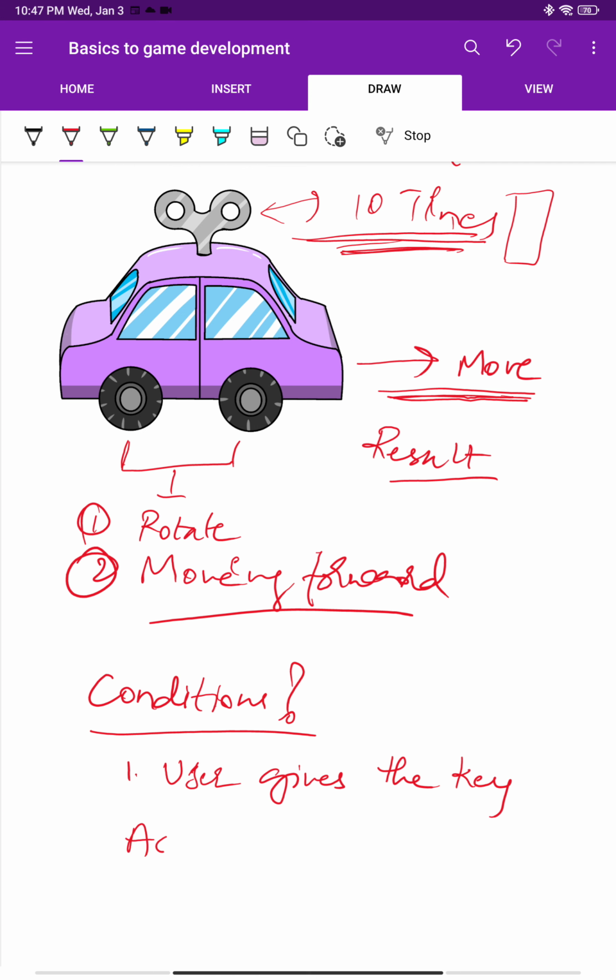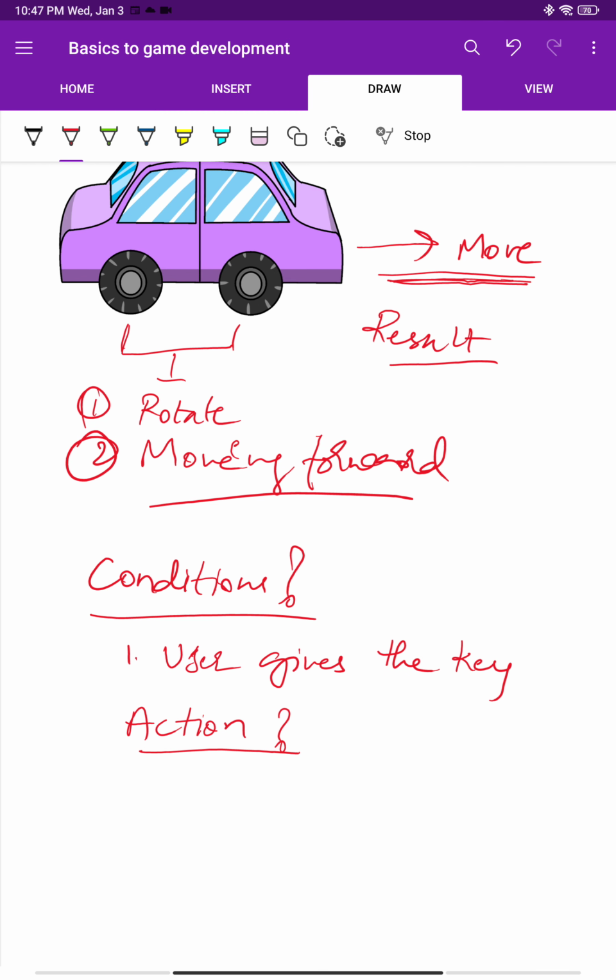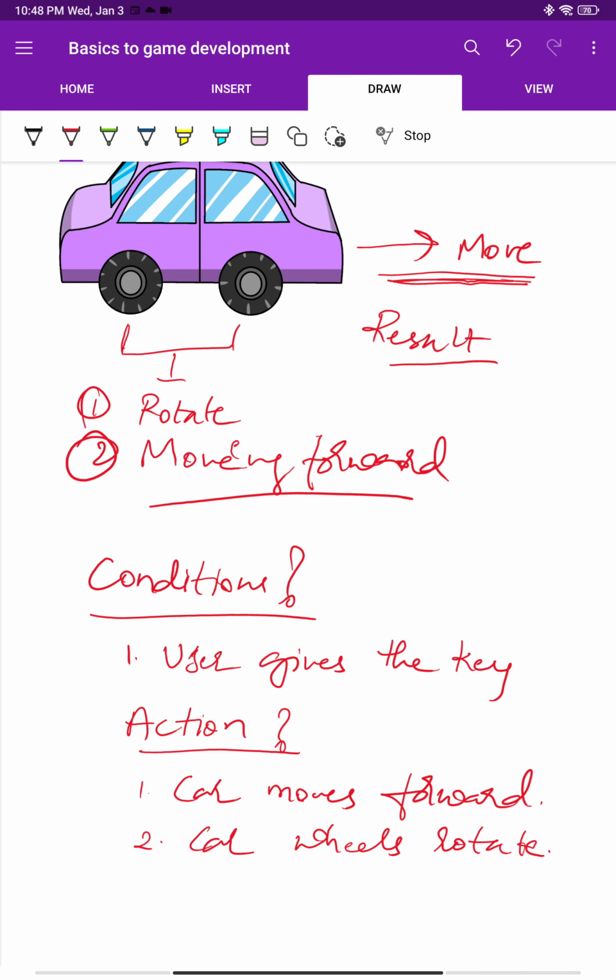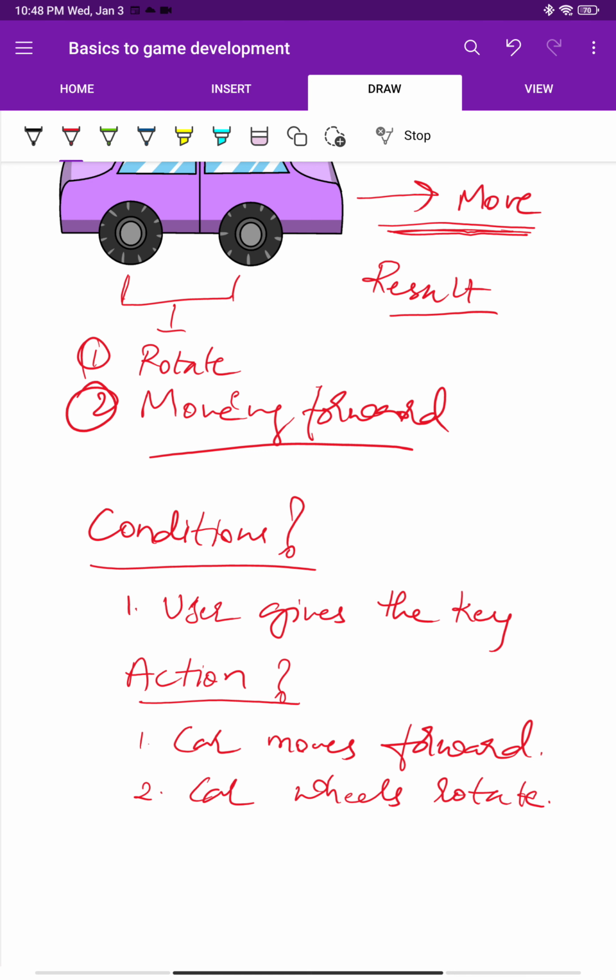And the second one is action. So what is the action here? Once the user gives the key, the car moves forward, correct? And the second action should be that the car wheels rotate, right? So these are the two actions. So I hope it's clear.